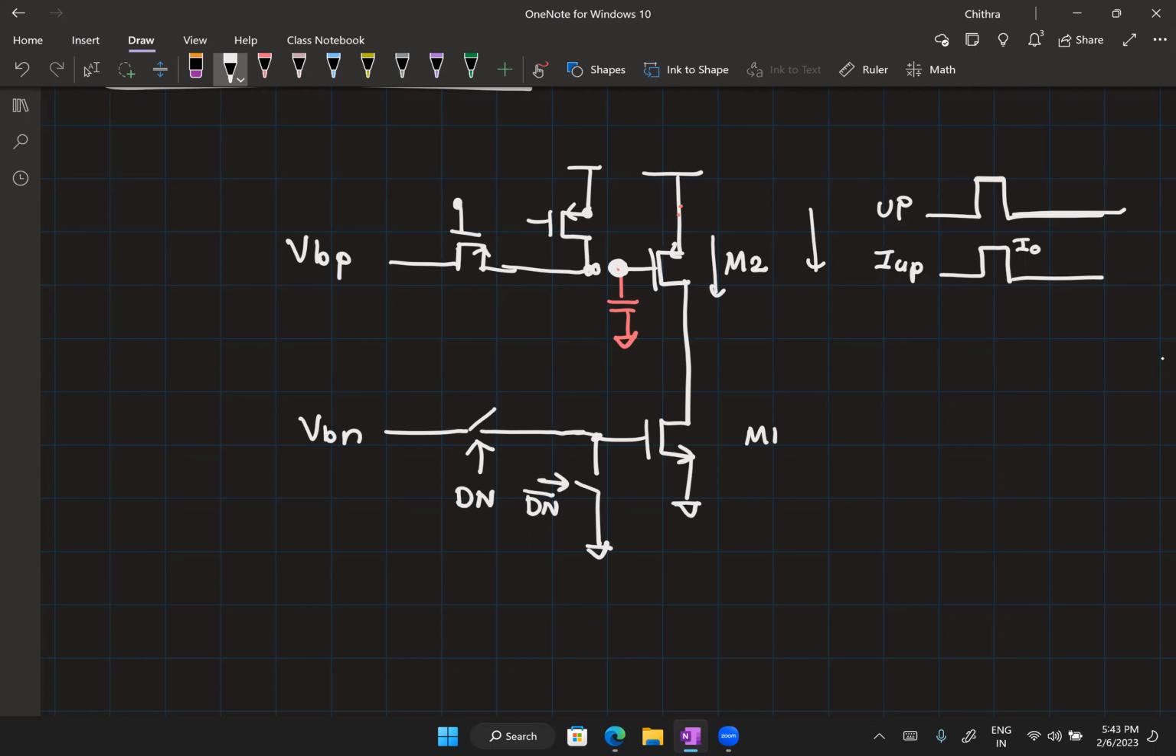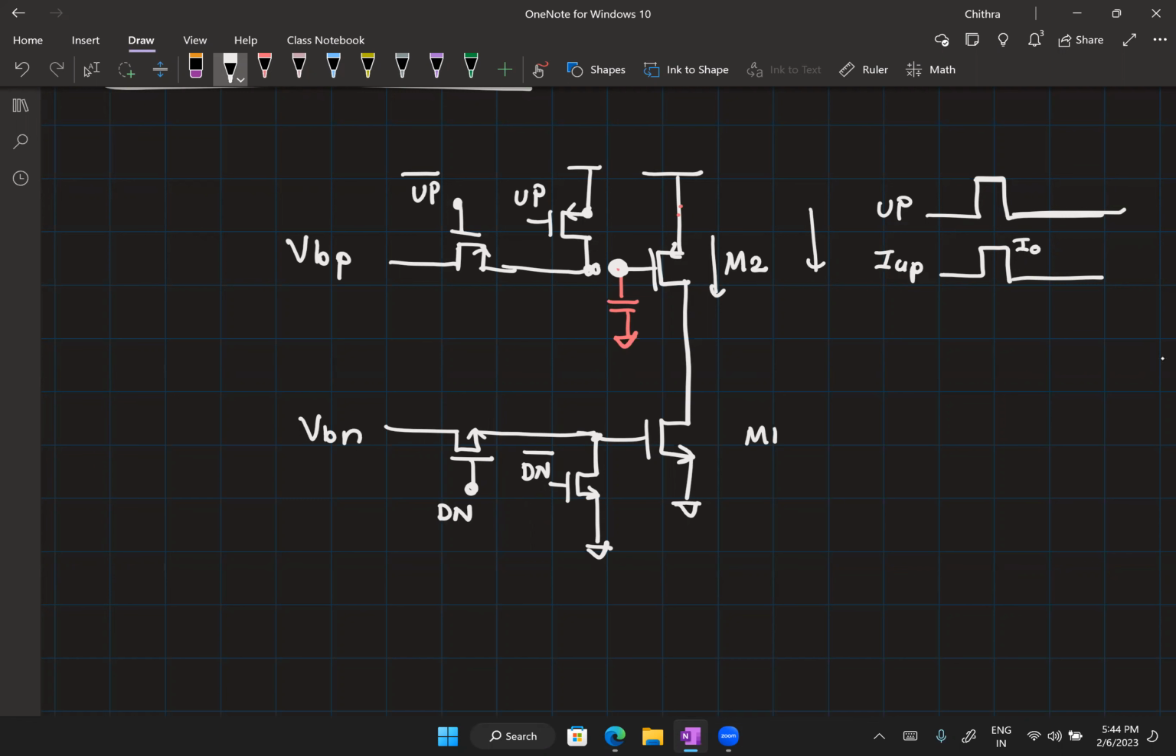And what signal should I connect here now? So this is up bar, and this is up, simply because I have replaced the switches with a PMOS. Okay, so the same thing applies here. This will be now an NMOS. This is also getting replaced by another NMOS. What signal should I connect here? So this is down and this is down bar.